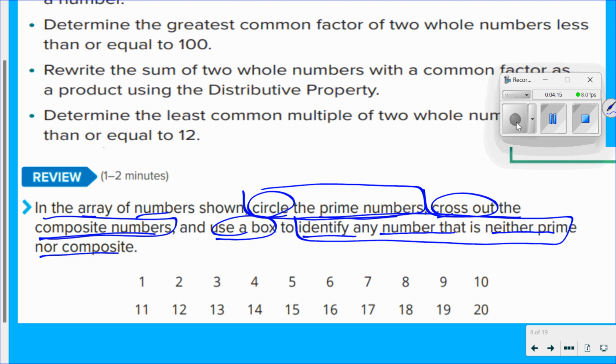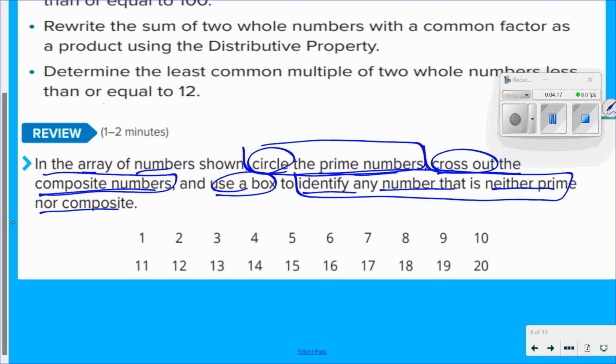So let's go through our numbers real quickly. Okay? Let's start at 1. How many factors does 1 have? 1. So is it prime? No, because it doesn't have 1 and itself. 1 is itself. Is it composite? No. So what would we do to the number 1? Stella? A box. This is the one that is neither prime nor composite.